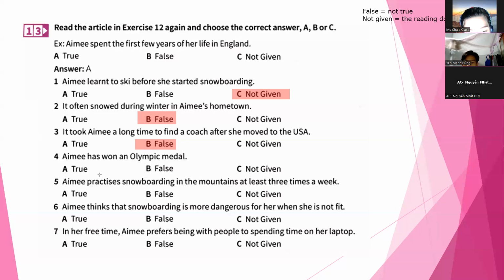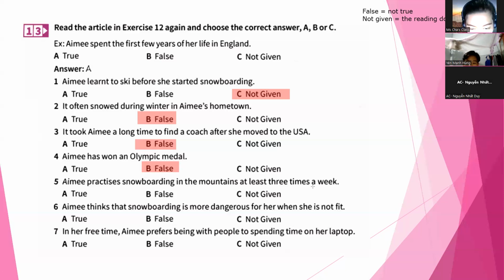Amy has won an Olympic medal. False. Why? Because Amy says she wants to win a gold Olympic medal one day. Yeah, so because that's her dream, that's her perspective.